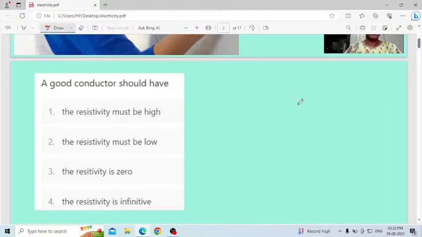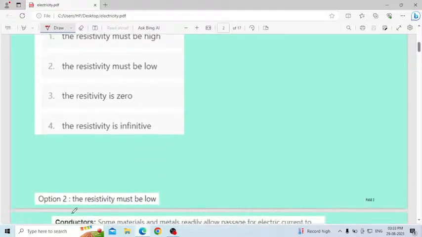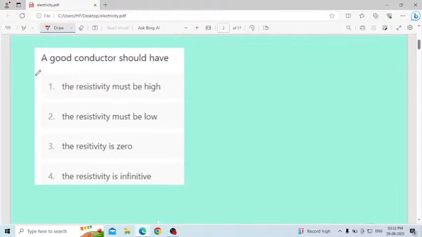Here they have given the options. A good conductor should have: first option, the resistivity must be high. Second option, the resistivity must be low. Third option, the resistivity is 0. Fourth one, the resistivity is infinite. The correct answer for this question is the resistivity must be low. When you have a good conductor, to achieve the maximum conductivity, the resistivity must be low.